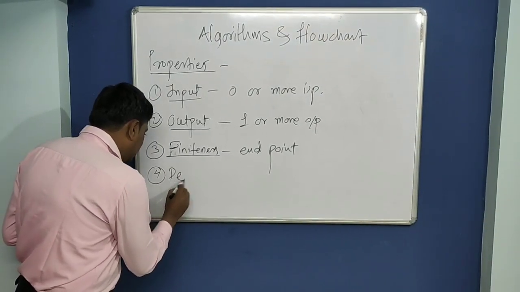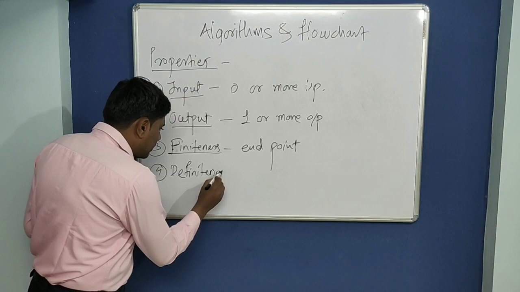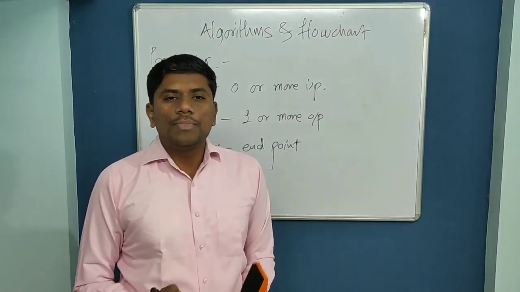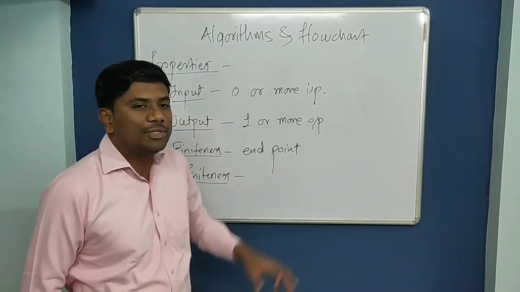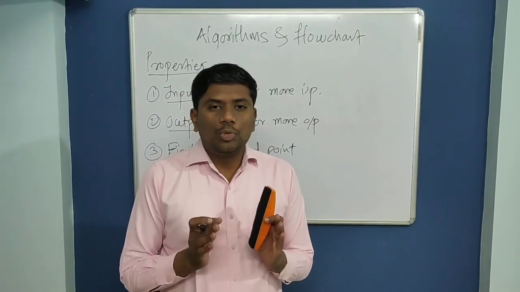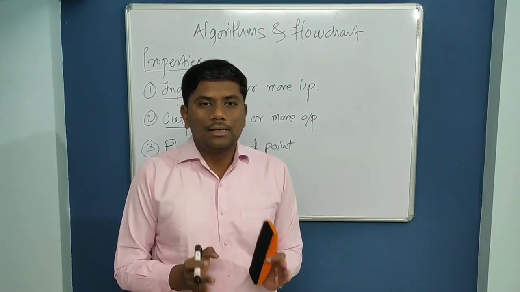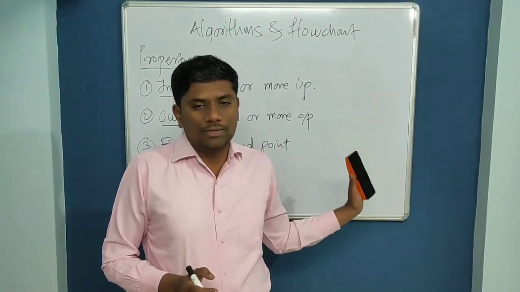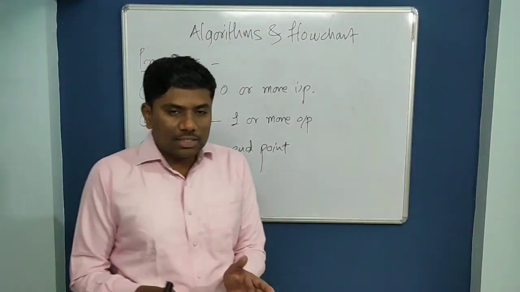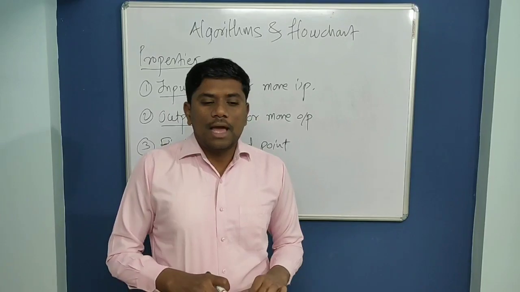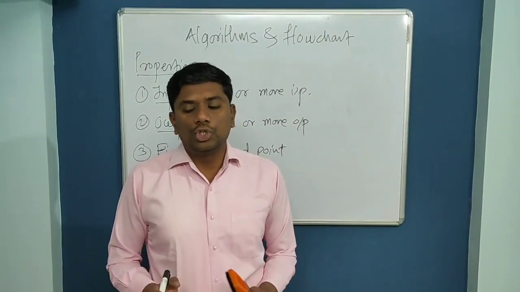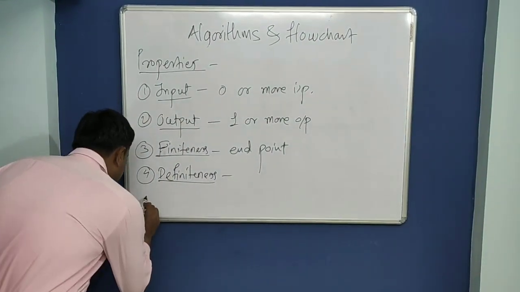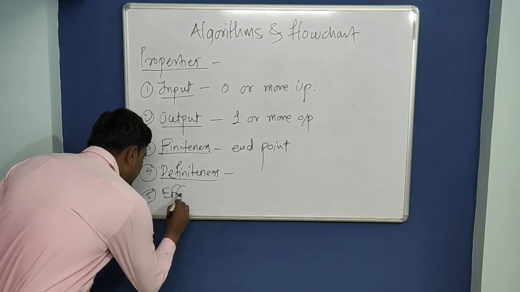Next one is definiteness. An algorithm must be definite. What is meant by definiteness? Whatever steps you write in the algorithm should be clear, precise, and unambiguous. There should not be any ambiguity or confusion for the reader of the algorithm. That is nothing but definiteness. Now the next property is effectiveness.